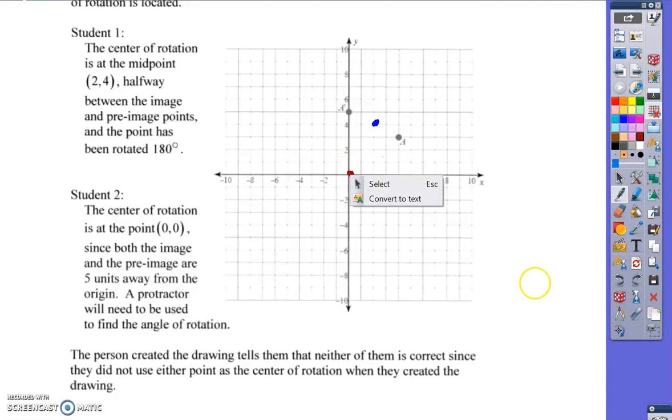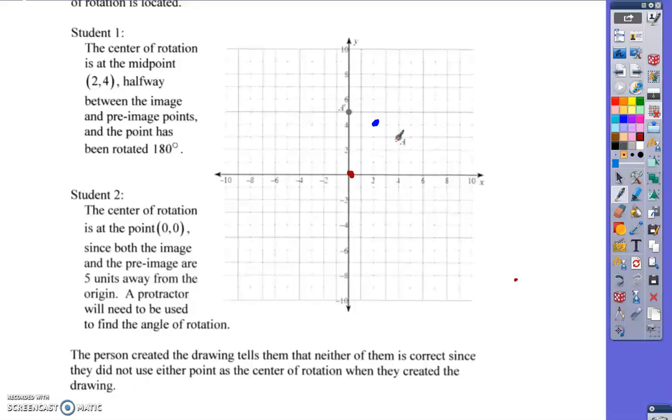Since both the image and the pre-image are 5 units away. So that's clearly 5. That's clearly 5. When I move my finger, you can't see. That's clearly 5. This is a little trickier of a 5, but it's 4 this way and 3 that way. So 3, 4, 5. Yeah, they're both 5 units away, so that seems reasonable. They're equidistant from the center of rotation, and I'm going to need a protractor to figure out the angle, but hey, I could do that. This is what I think is happening.